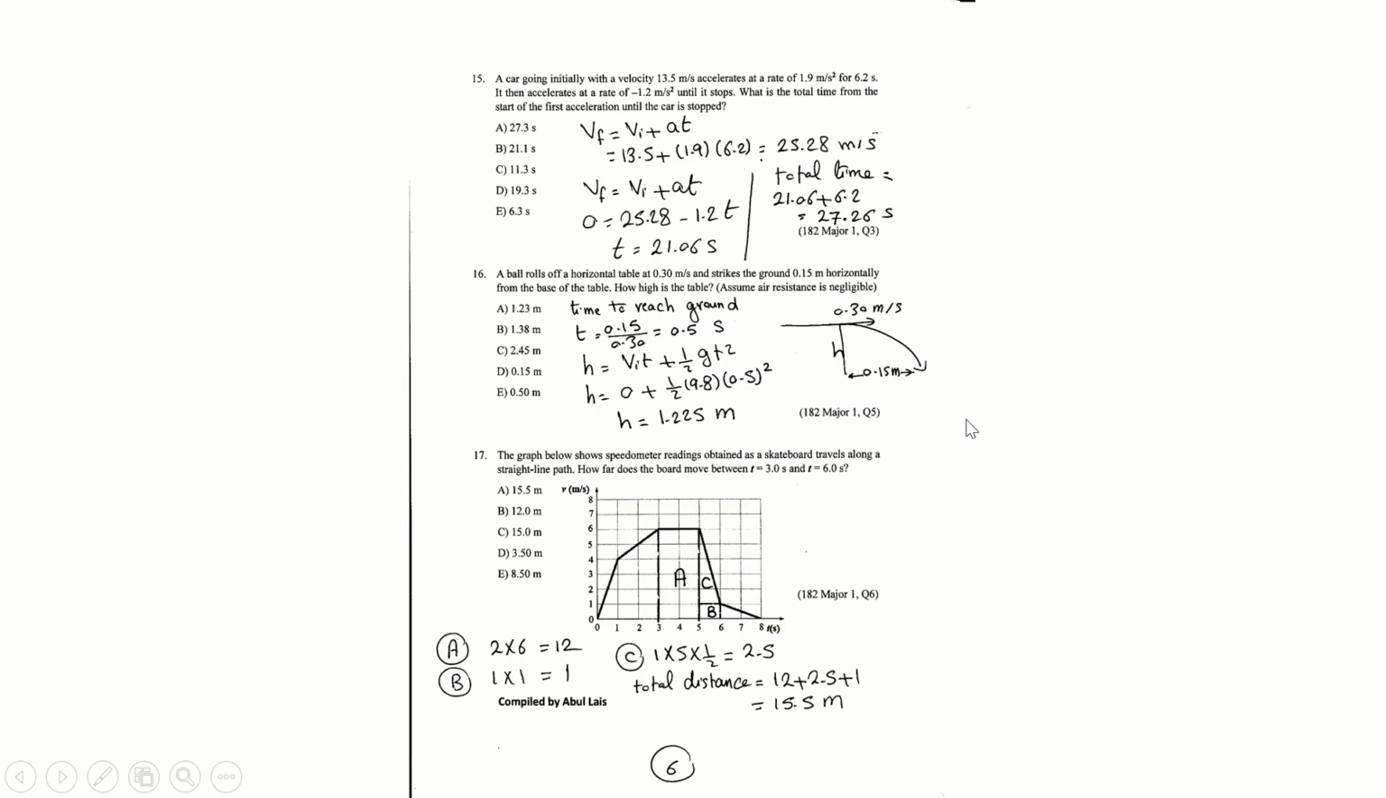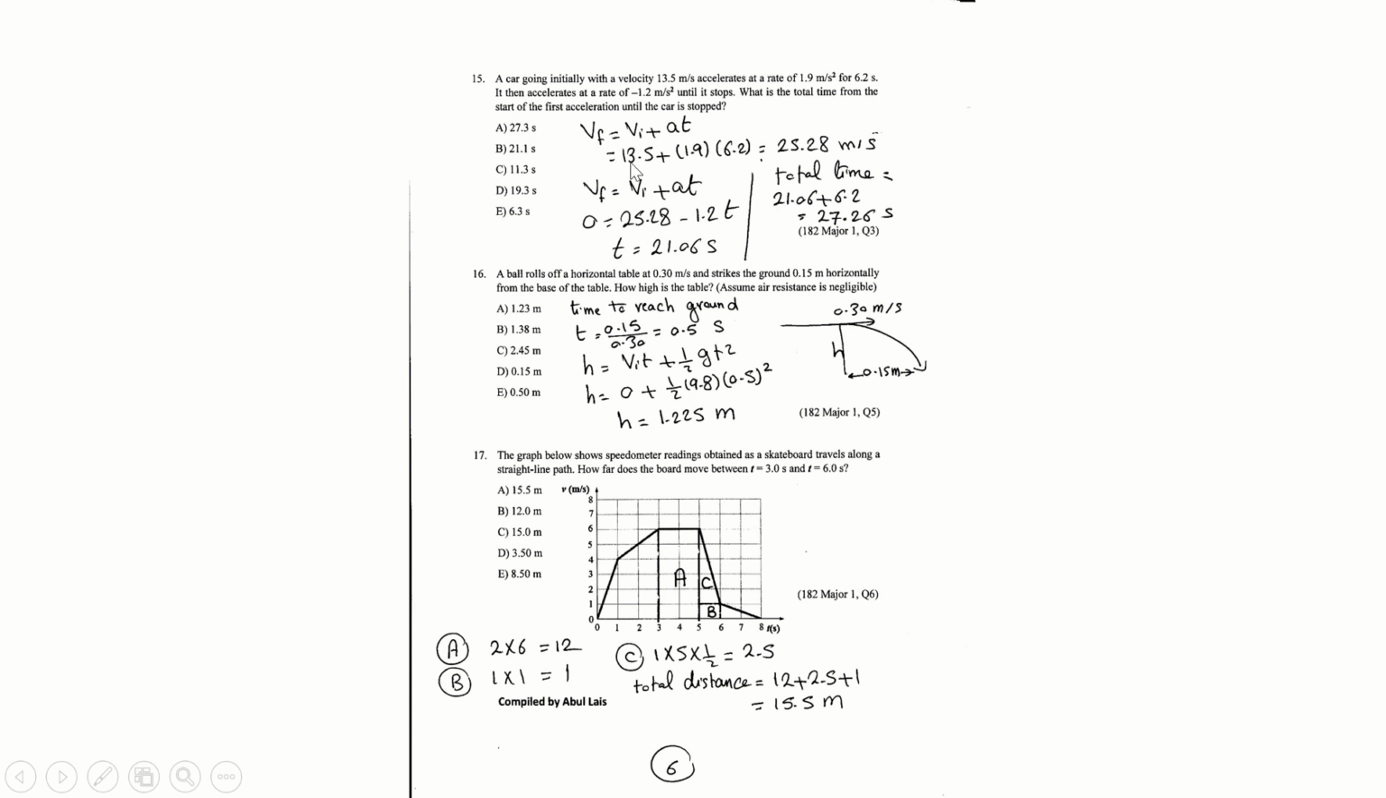Okay, so now we can move on to the next problem, and it says that a car going initially with a velocity of 13.5 meters per second accelerates at a rate of 1.9 meters per second squared for 6.2 seconds. It then accelerates at a rate of negative 1.2 meters per second squared. That means that it slows down until it stops. What is the total time from the start of the first acceleration until the car is stopped?